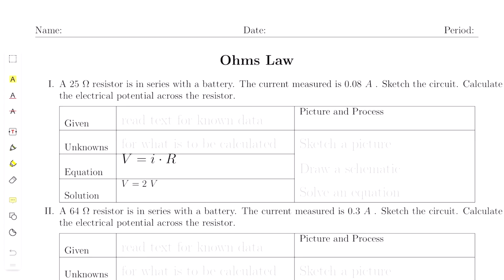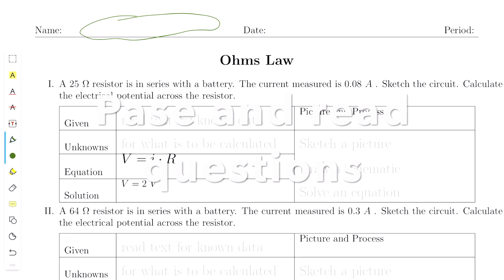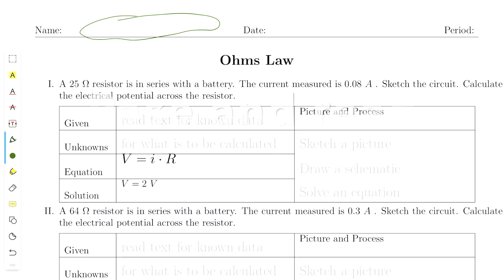Okay, we are going to look at how to work these problems on your Ohms Law practice sheet. You may generate your own copy from the hub, and yours will have your name on it, both up top and in the watermark. So you need to turn it in that way.